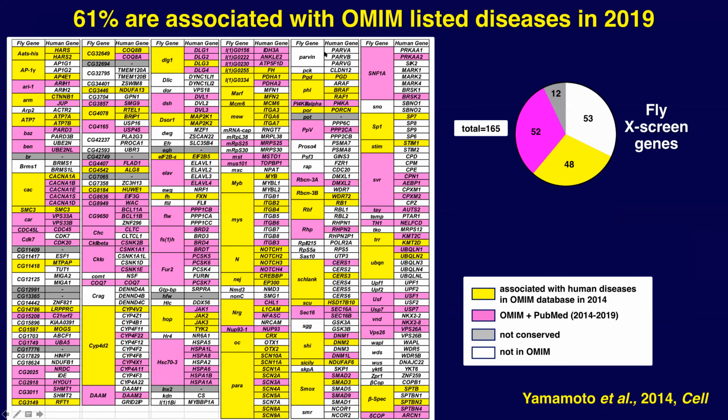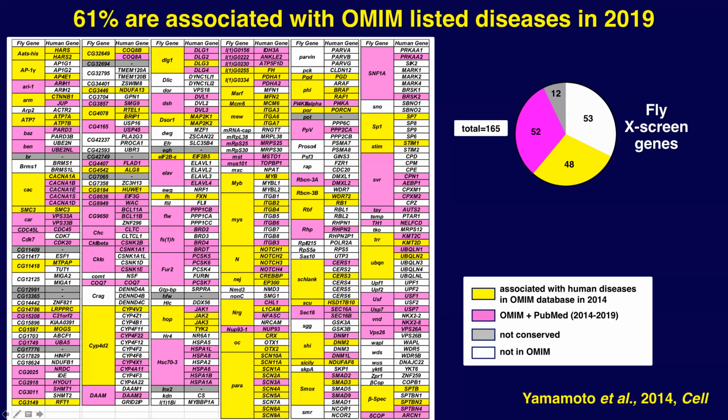As you can see, on the left are the fly genes, and then next to the fly genes are the human genes. What we noticed first is that most of the genes that we identified have a human homologue; only the ones that are shown in gray here are fly genes that don't have human homologues. So that's only 12 out of 165. We also noticed that many of these yellow genes were already annotated in the OMIM database, and that at the time, 30% of the genes had human homologues that were identified in the OMIM database.